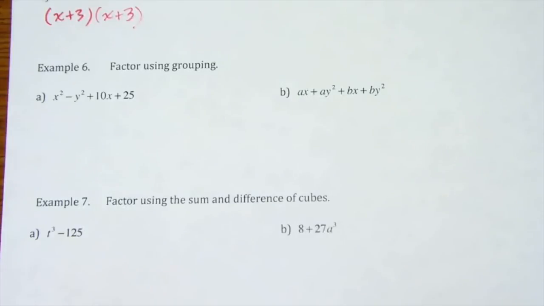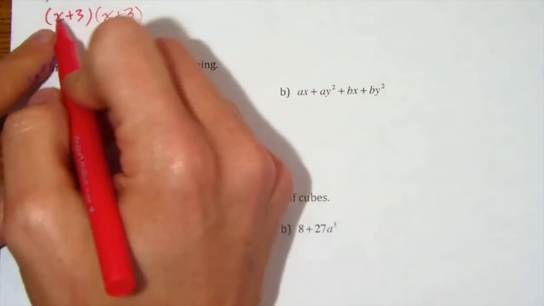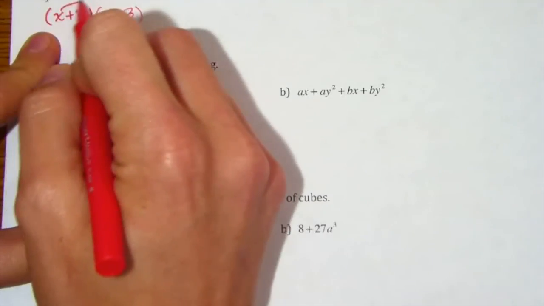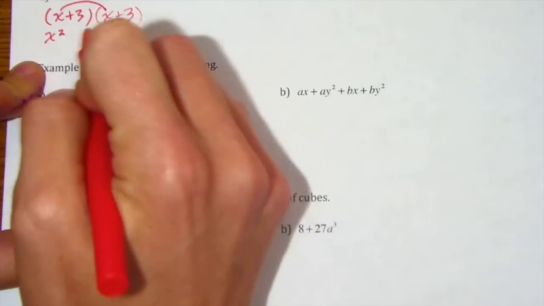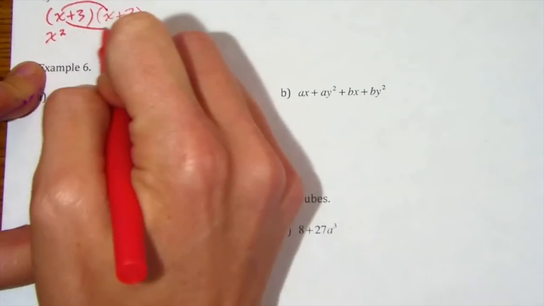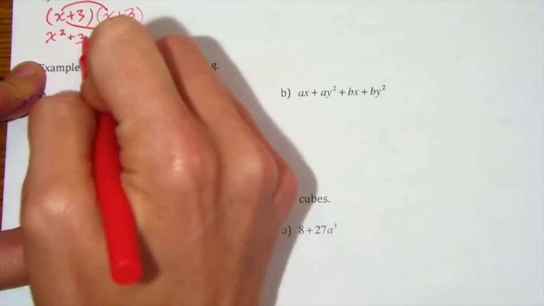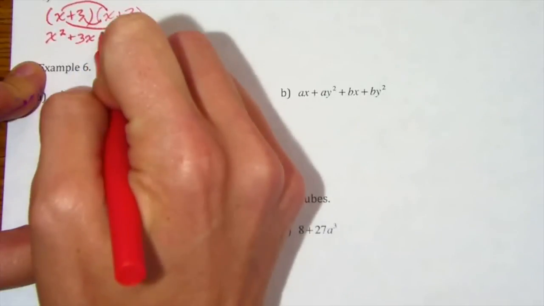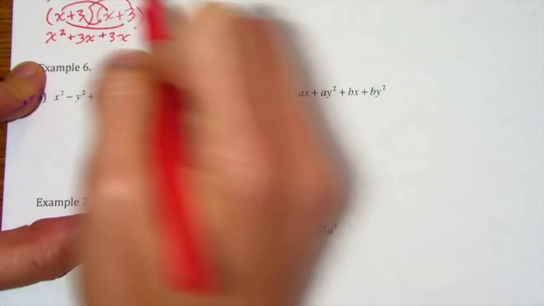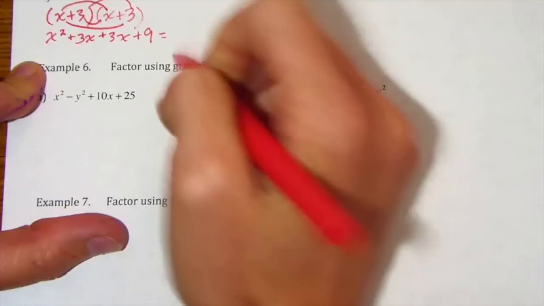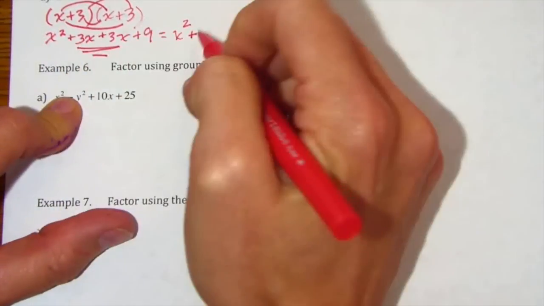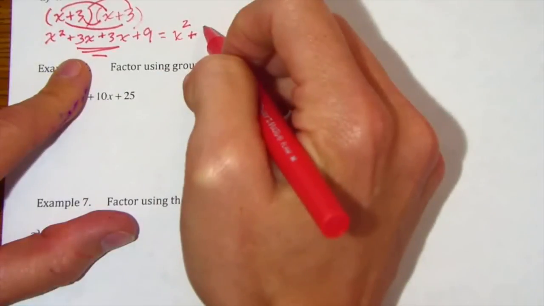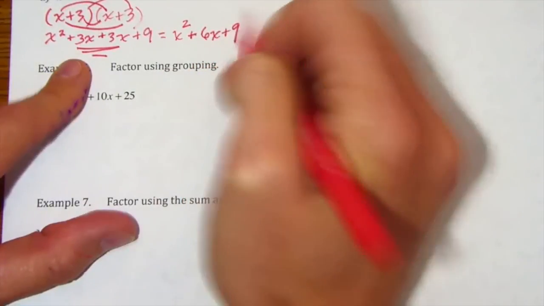However, if we go through and check, what is x times x? x squared. What is x times 3? 3x. And then what is 3 times x? 3x. And then 3 times 3. 9. And then what do you notice? 6x. So here we have a middle term.